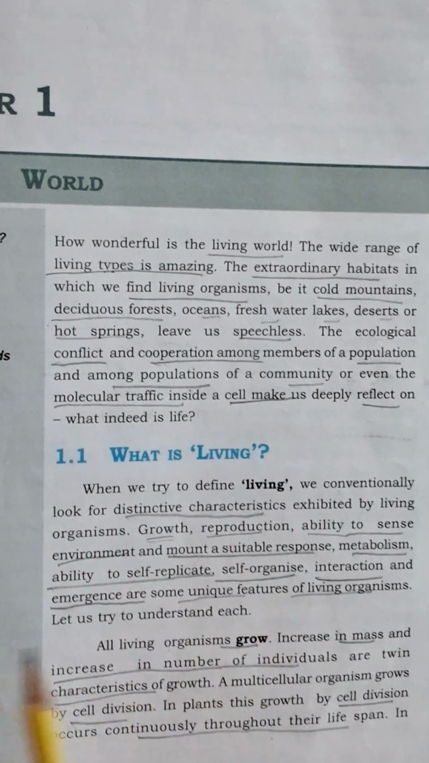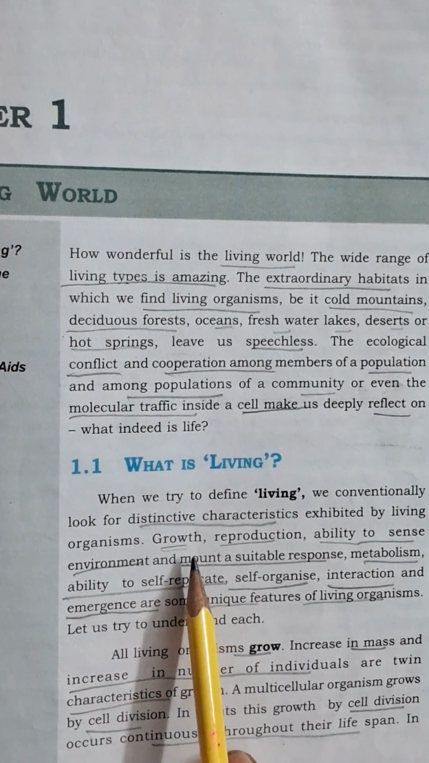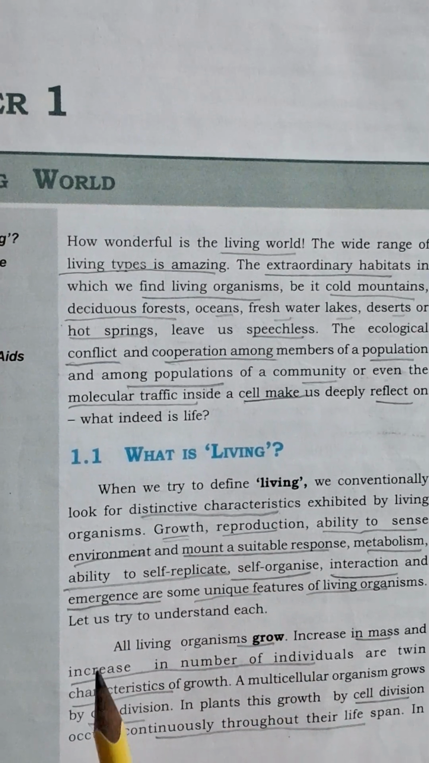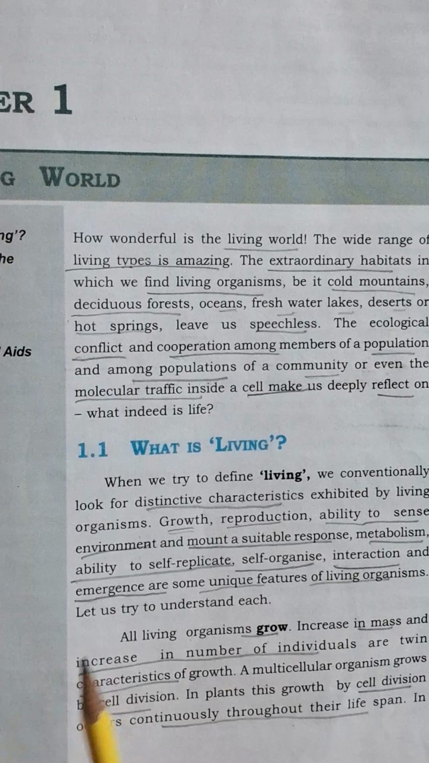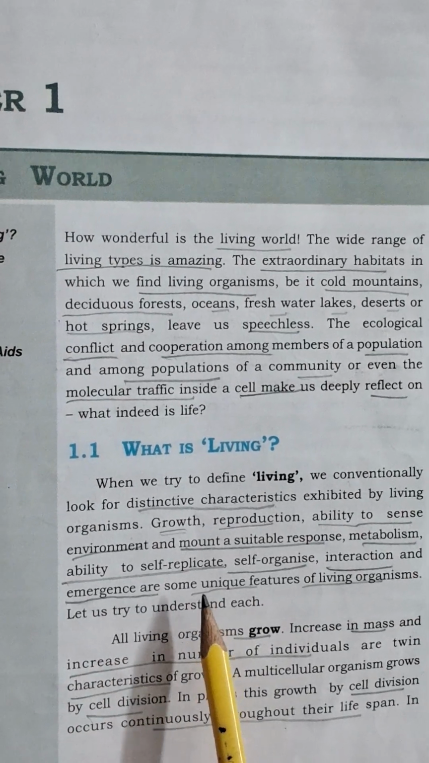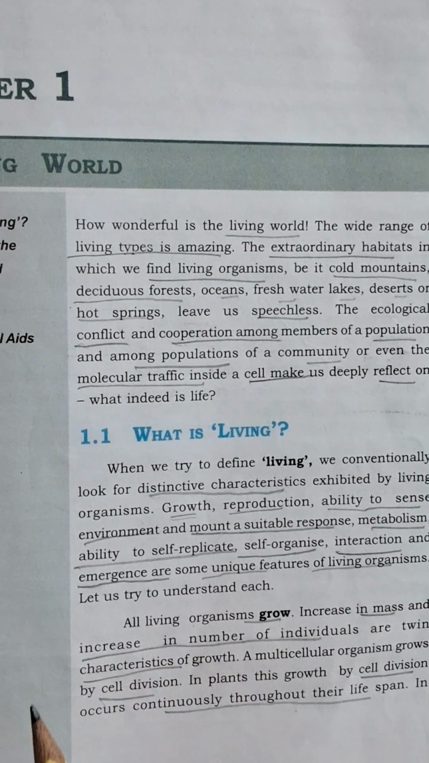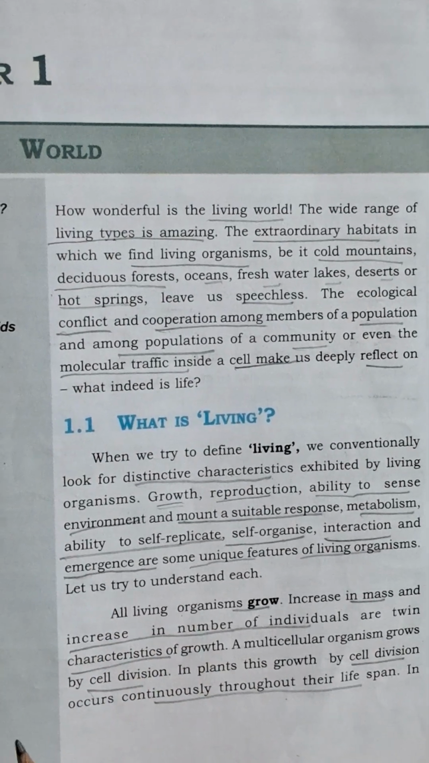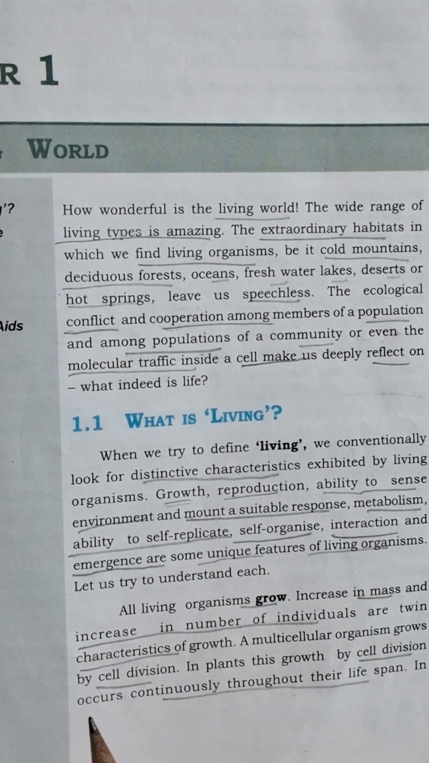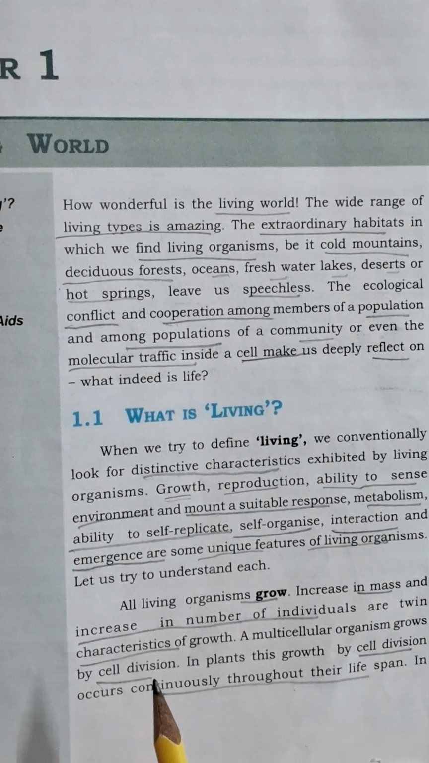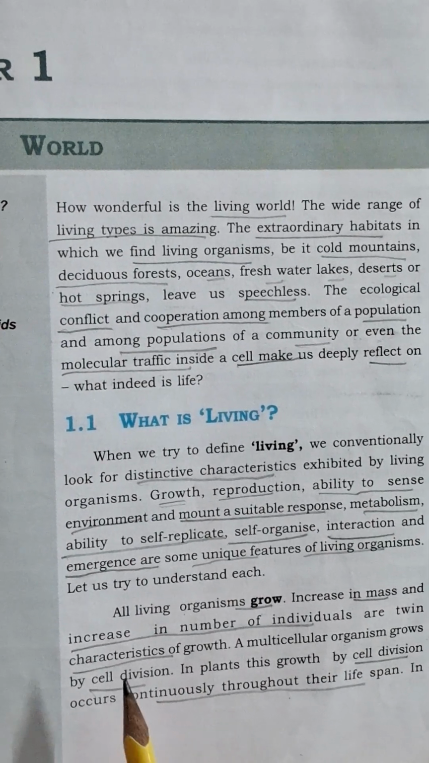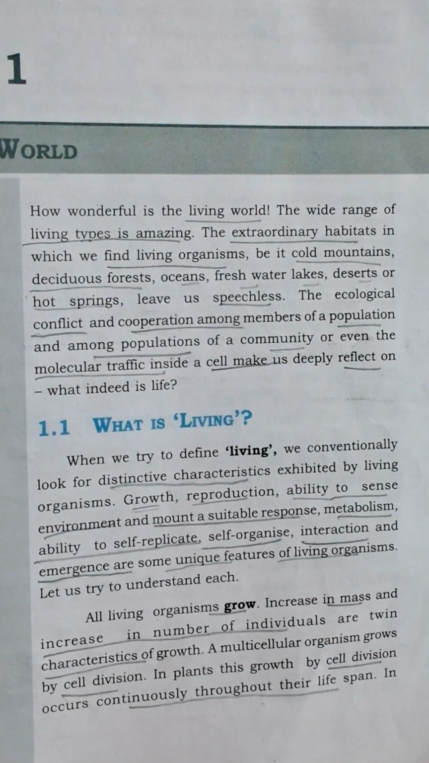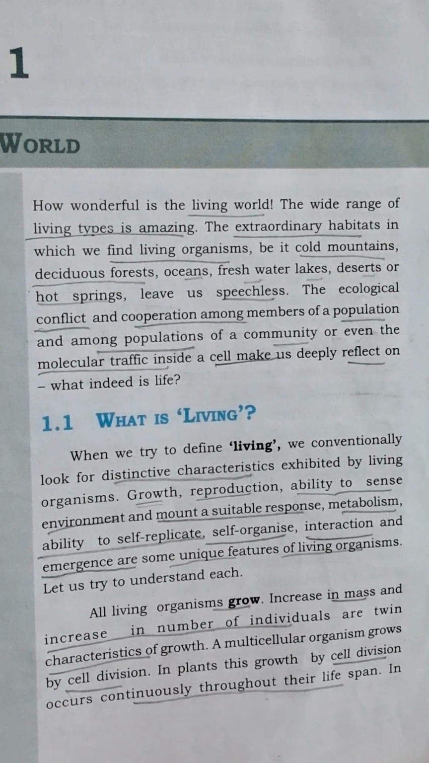Growth. If it is a living thing, it should show growth, and it has to reproduce, and it will have the ability to sense the environment and mount a suitable response also, and it has to do metabolism, self-replicate and self-organize, and interaction and emergence. These are some unique characteristics of living organisms. Then only can we say that the organism is called living.